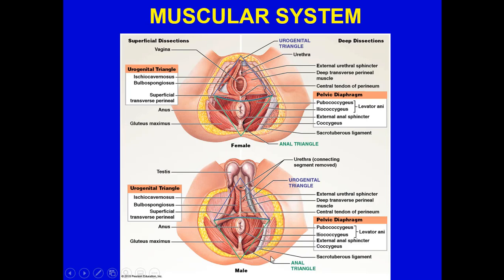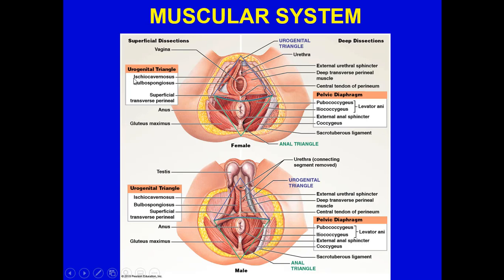You'll notice that, besides adipose tissue, you're going to have the gluteus maximus here, same here. But what we need to really consider is the deep transverse perineal muscle, which is right over here and right over here in males. The central tendon of the perineum, right here, okay? And that tendon is much smaller in the female, okay?